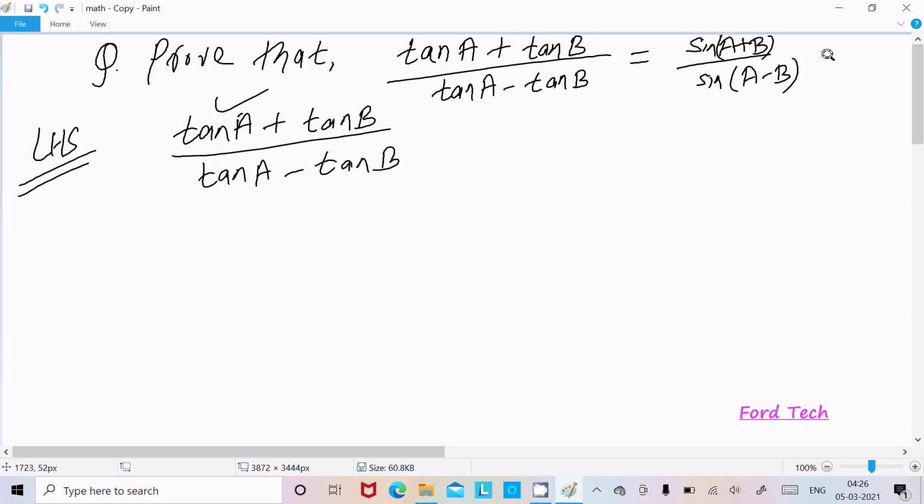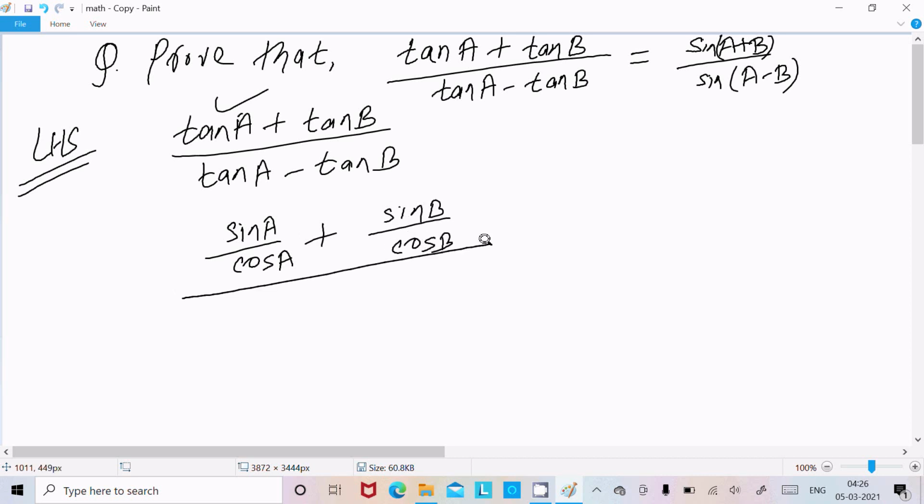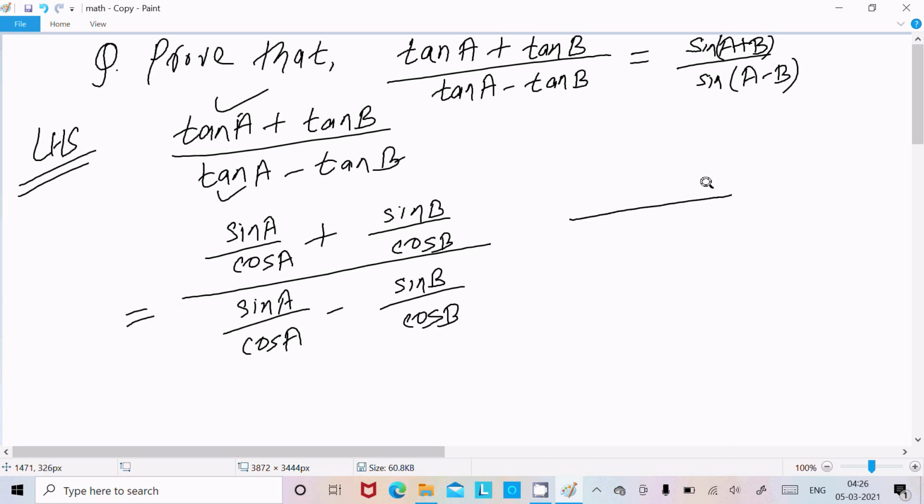So let's convert this all into sine and cos form, because on the right side it's all in sine form. For tan A we can write sin A by cos A, for tan B we can write sin B by cos B. Now for this one, sin A by cos A plus sin B by cos B, and here the same.